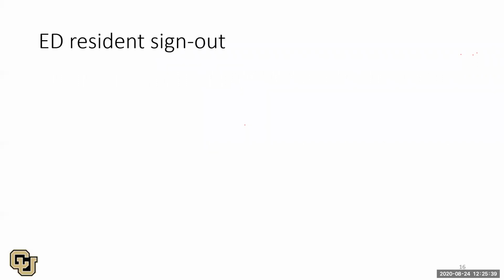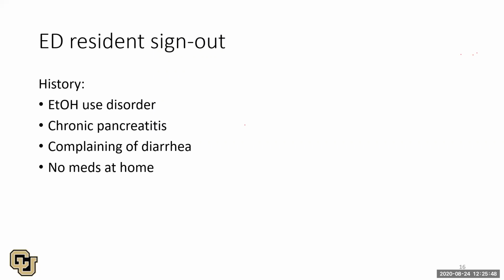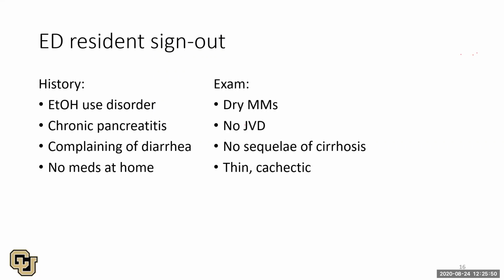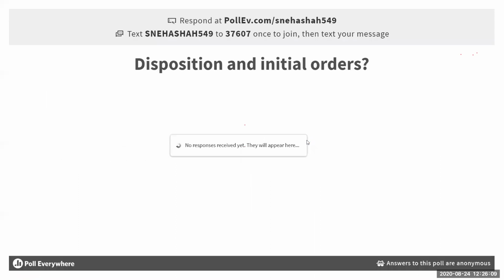Okay, cool. So here's the ED resident sign out for you. So they tell you that the patient has a history of alcohol use disorder, chronic pancreatitis. He is complaining of diarrhea, doesn't take any meds at home. The exam is consistent with dehydration, so hypovolemia. And then the ED so far has given a liter of normal saline, and they started him on CIWA and gave him some good thiamine folate stuff. Cool.